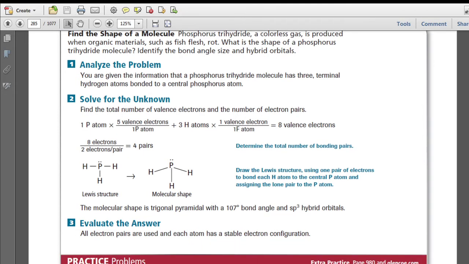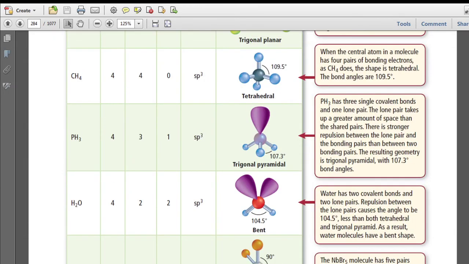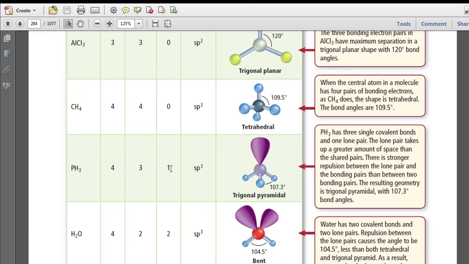So we're going to create the Lewis structure. Pretty familiar with that from last section. When you're doing this, find out how many pairs, and then put them around and find out your lone pairs. When doing this, we can create the Lewis structure. We see that about the central atom, it has 3 bonding pairs and 1 lone pair. So if we look at that chart above, what has 3 bonding pairs and 1 lone pair? It must have a trigonal pyramidal shape and a bond angle of 107.3.